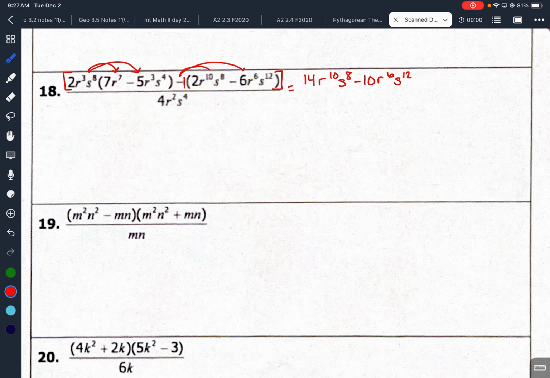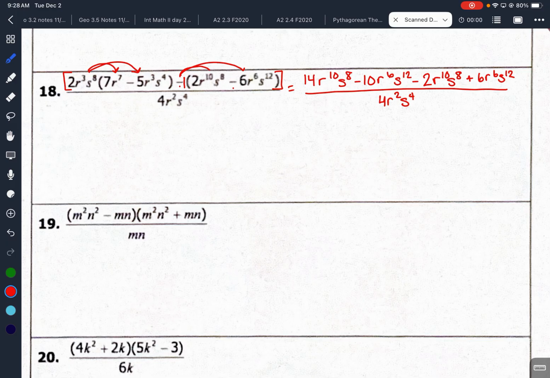Everyone following? So now I have to multiply by a negative 1, which just essentially changes the sign, yes? So negative 1 times positive 2 is negative 2, r to the 10th, s to the 8th, and a negative times a negative is a positive. Positive 6, r to the 6th, s to the 12th, all over 4r squared s to the 4th, because I didn't do anything with it, did I?